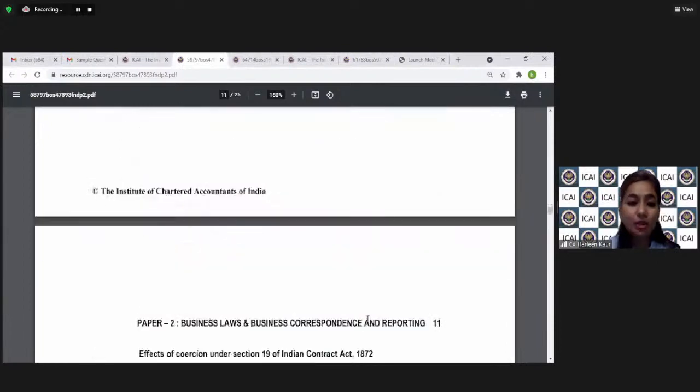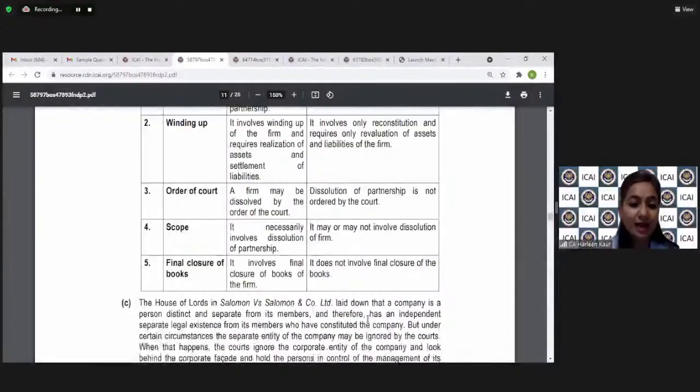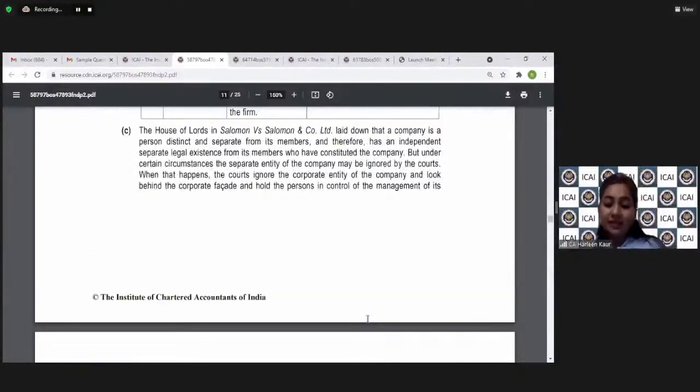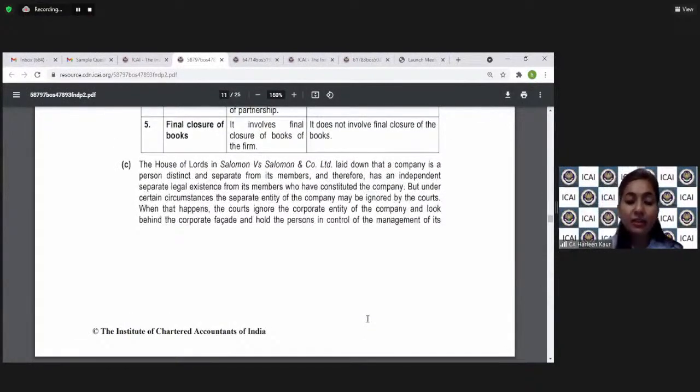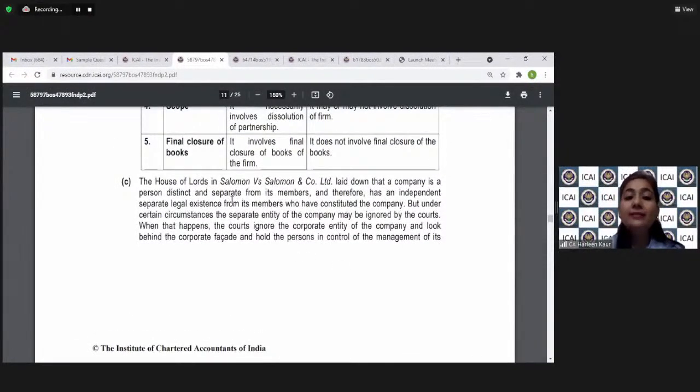So let me teach you how you have to write the answer in an exam, because this is what many of you keep asking. See, the examiner has given you the suggested answers, which tell you that in the House of Lords, Salomon versus Salomon and Company Limited, the company is separate from its members. It has a separate legal existence.